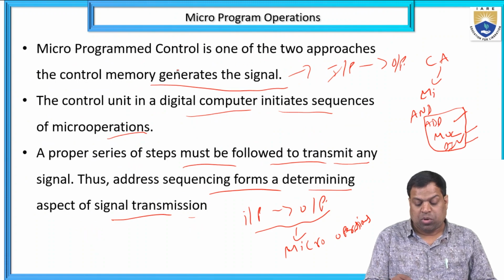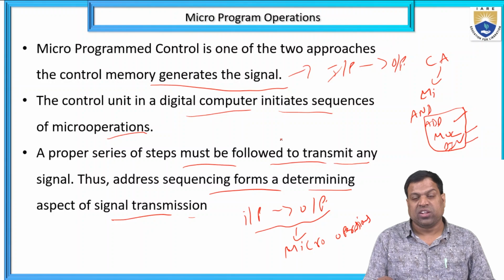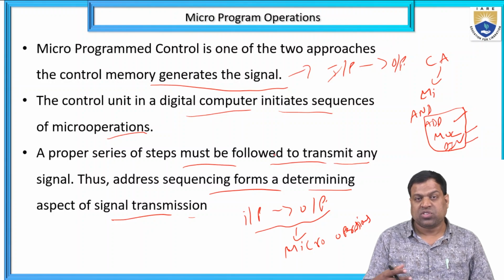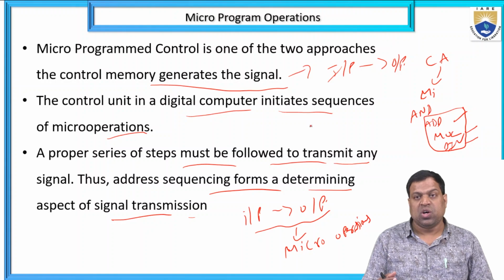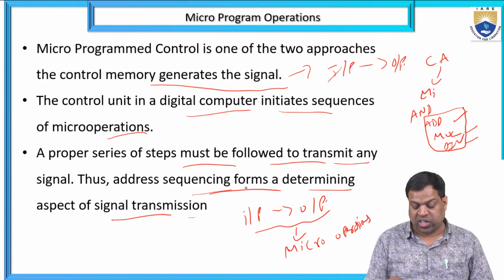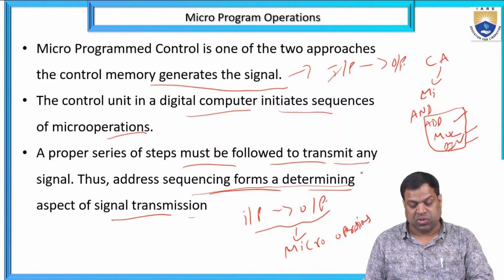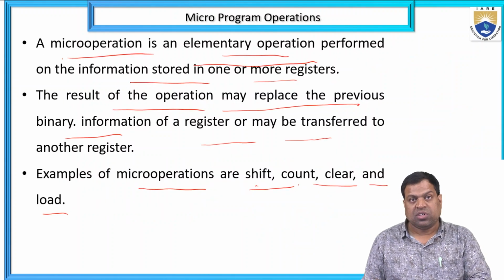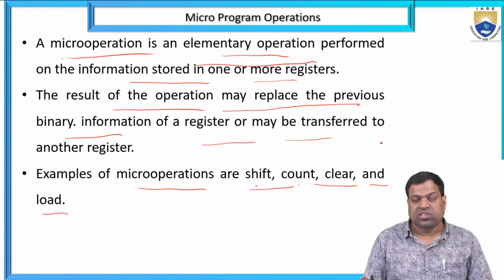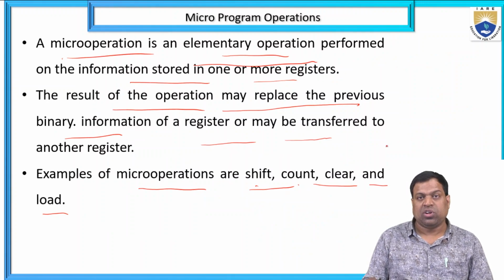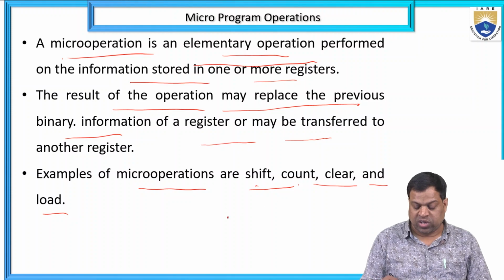So microprogram operations are the 2 approaches of control memory, and it generates a signal. When we have to perform the signal generation, we need a digital computer to initiate the sequences of the micro operations, and we have to transmit the signal through address sequencing and determining aspects of signal transmission. So a micro operation is an elementary operation performed on the information stored in one or more registers.